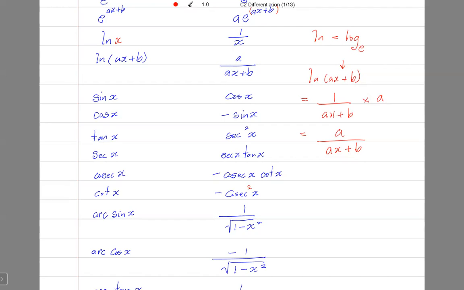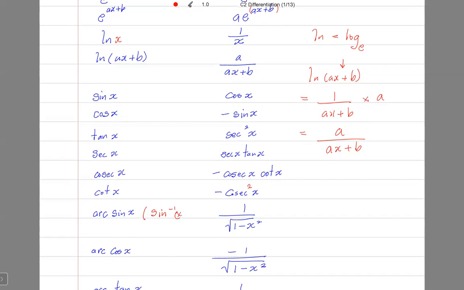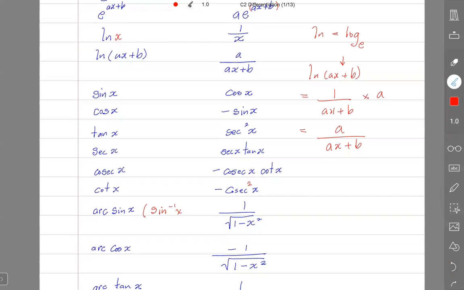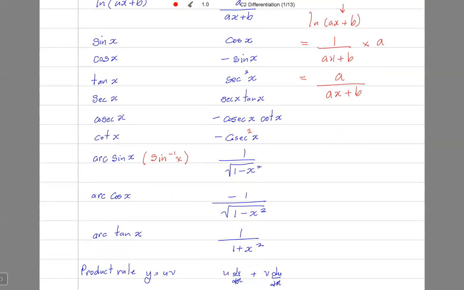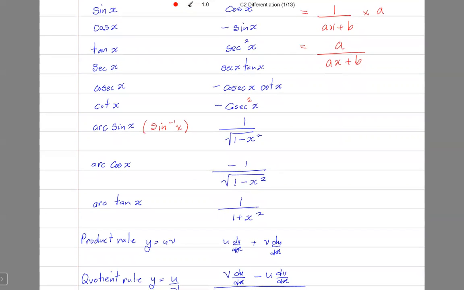If you differentiate arc sine, which is the same as sine inverse x, it's 1 over the root of 1 minus x squared. If we differentiate cos inverse x, it's minus 1 over the root of 1 minus x squared. If we differentiate arctan, or tan inverse, you get 1 over 1 plus x squared.